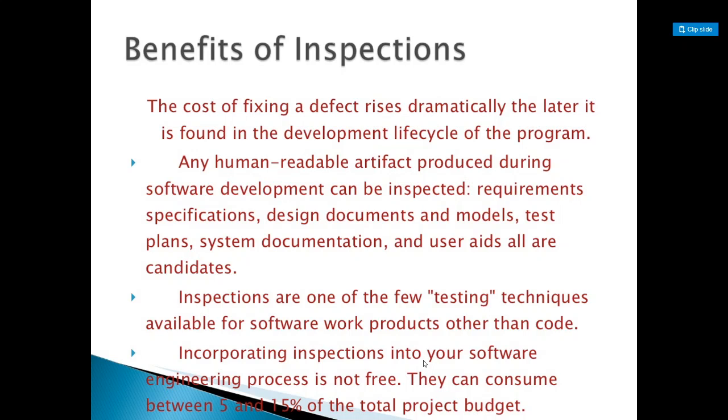Any human readable artifact produced during software development can be inspected. That is, anything you do in software development can be inspected. It could be requirement specifications, design documents and models, test plans, system documentation, and user aids; all are candidates. Inspections are one of the few testing techniques available other than coding. Having inspection in a software engineering process is not free, and it can consume about 5 to 15% of your total project budget.